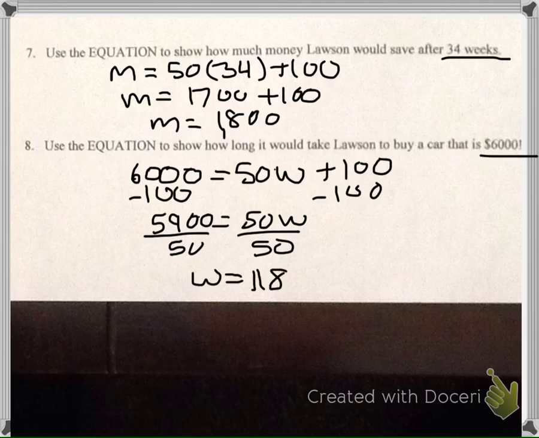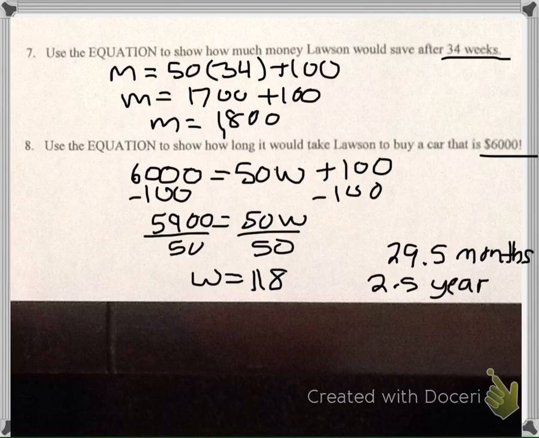Whew, that would take a long time. So to get $6,000 to buy a car, it would take him 118 weeks, which, I did the math, would be 29 and a half months. Or I divided that by 12, and that would be almost 2.5 years he would have to save in order to buy his car. That'd be a long time.